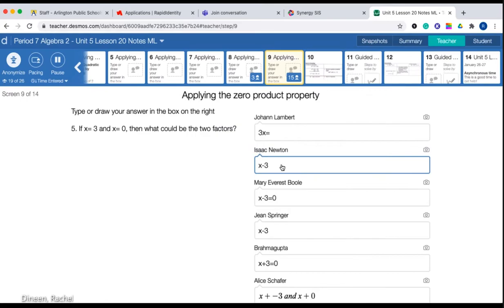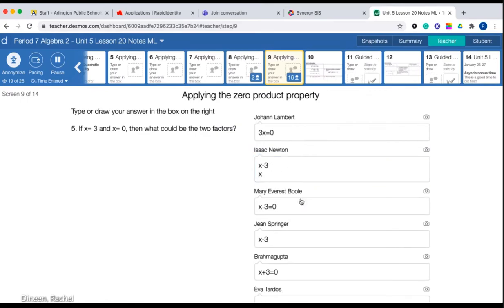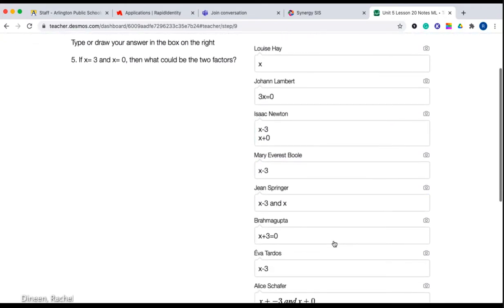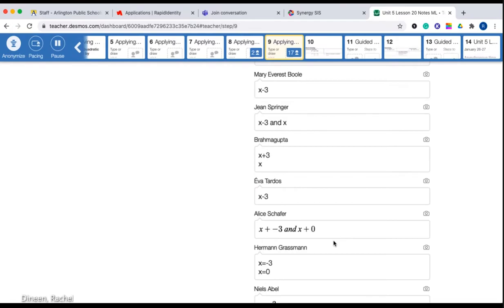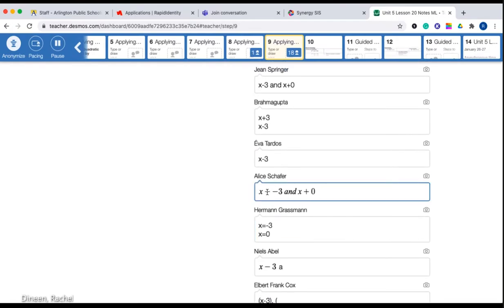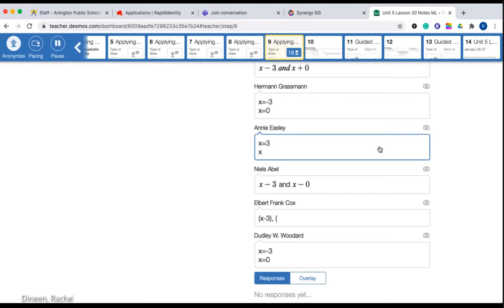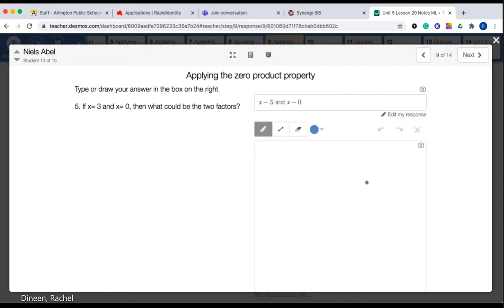All right, x - 3, great. So there should be no equal sign if it's the factor. So take away the equal sign. Okay, Alice Schaefer, let's not use 2 operations. So if you add a negative, that's the same thing as a negative. All right, notice that the factors do not have equal signs.